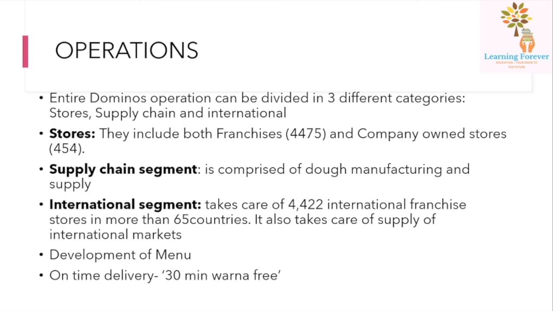So, how would you analyze the operations of this company? When you are analyzing the operations of Porter's value chain, you need to keep in mind that you need to segregate it based on these key points. You will have a category of three: stores, supply chain, and international. So, stores. We would identify that they have both franchisee and company-owned stores. Supply chain management comprises dough manufacturing and the supply chain.